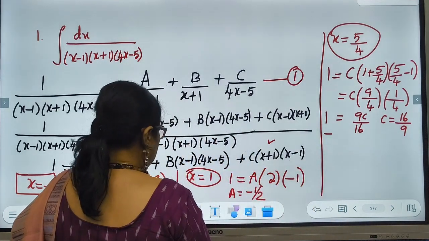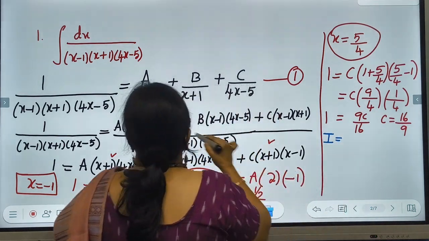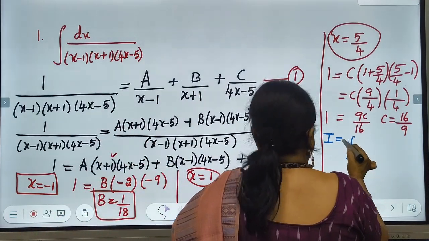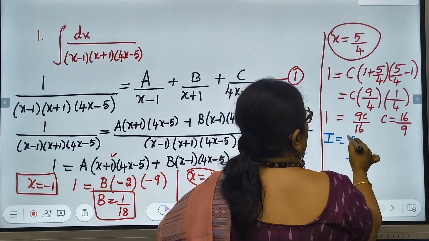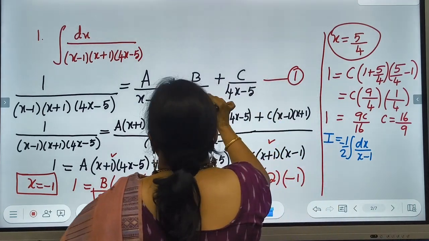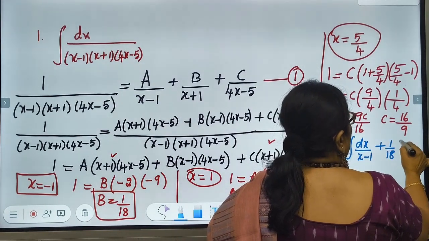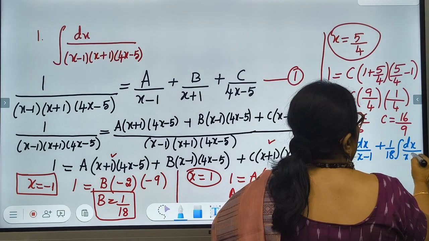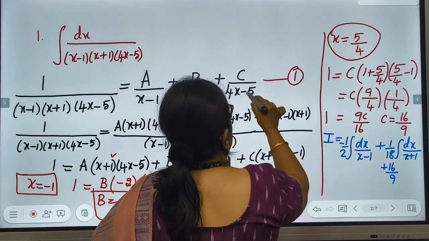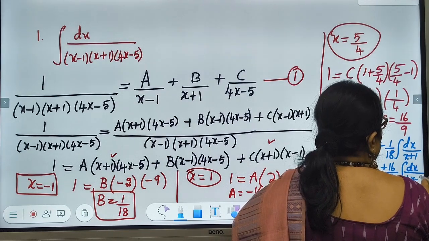Now that I have found the values of A, B and C, this integral I can be rewritten as A by x minus 1, what is A? Minus half. So minus half integral of dx by x minus 1, plus B, which is 1 by 18, integral of dx by x plus 1, plus 16 by 9 into the integral of dx by 4x minus 5.